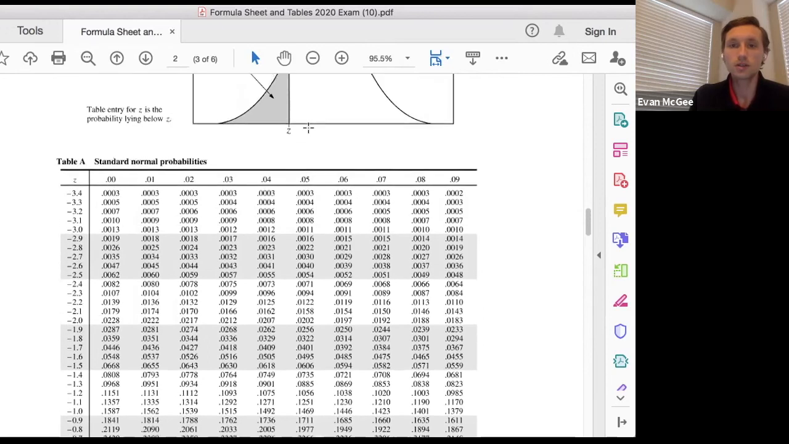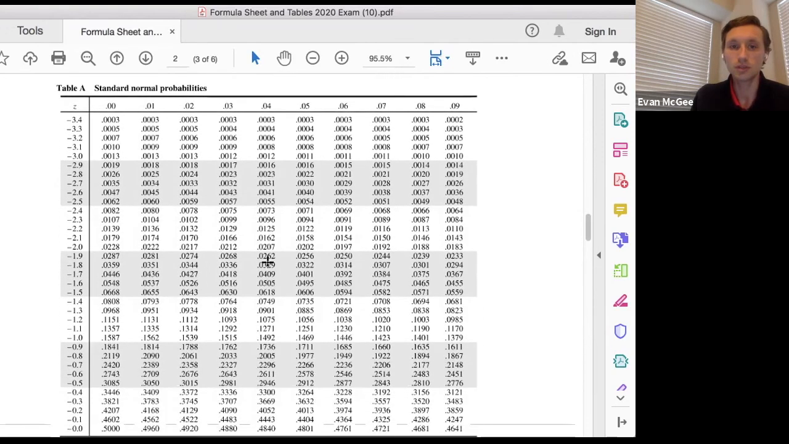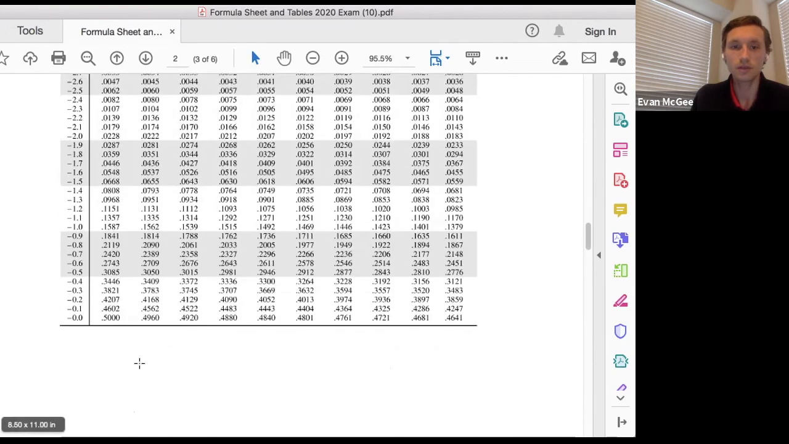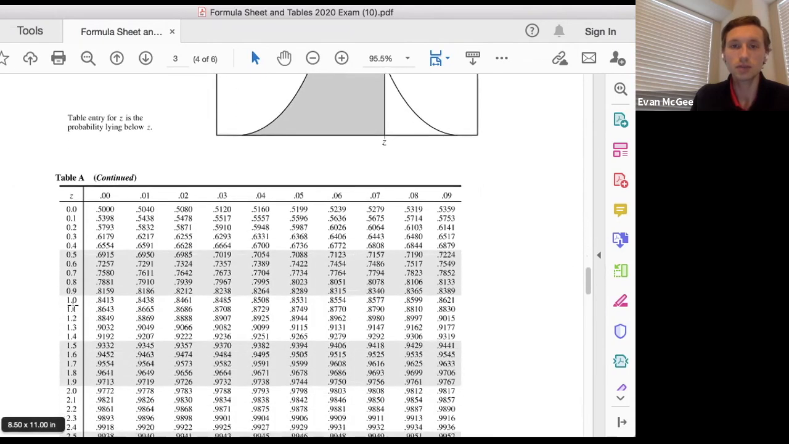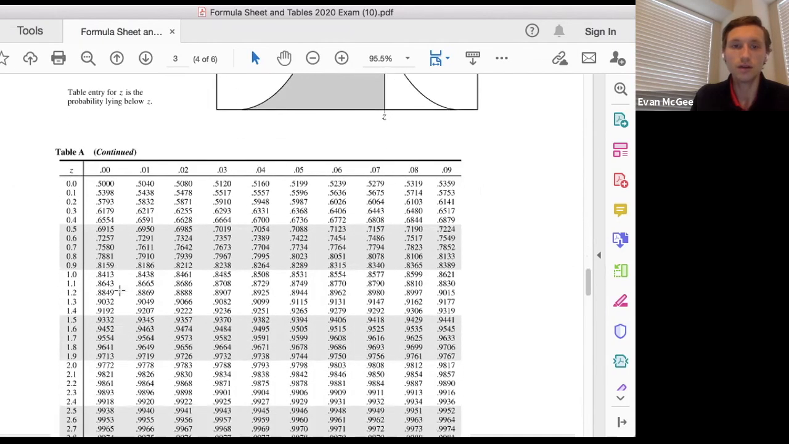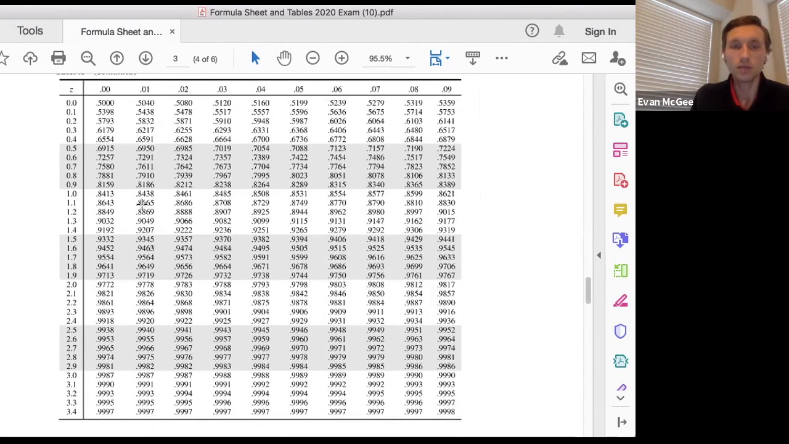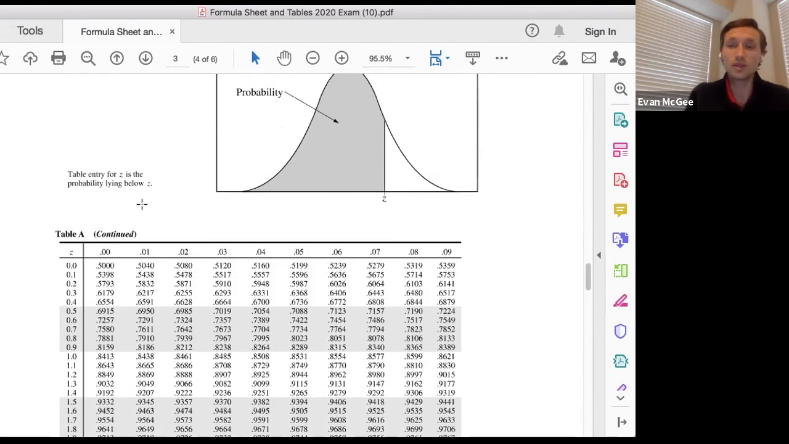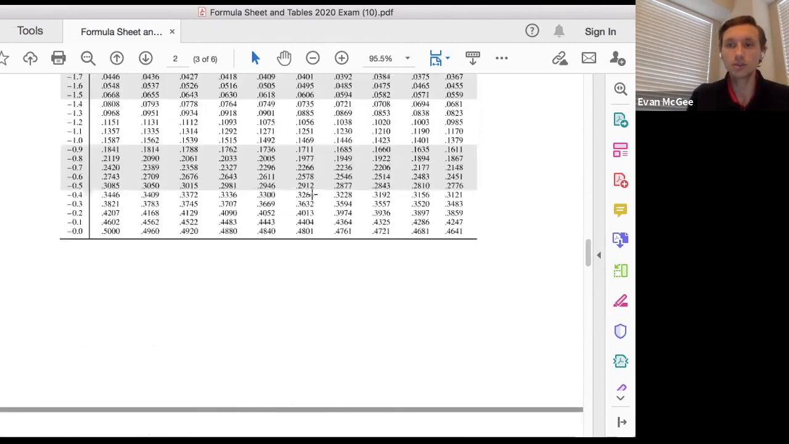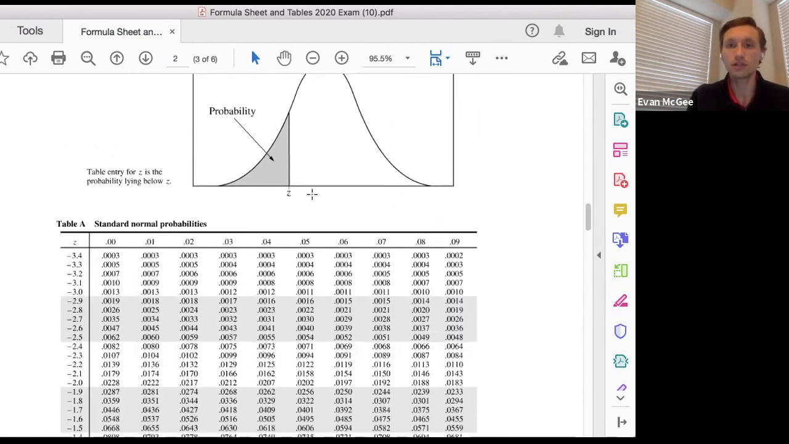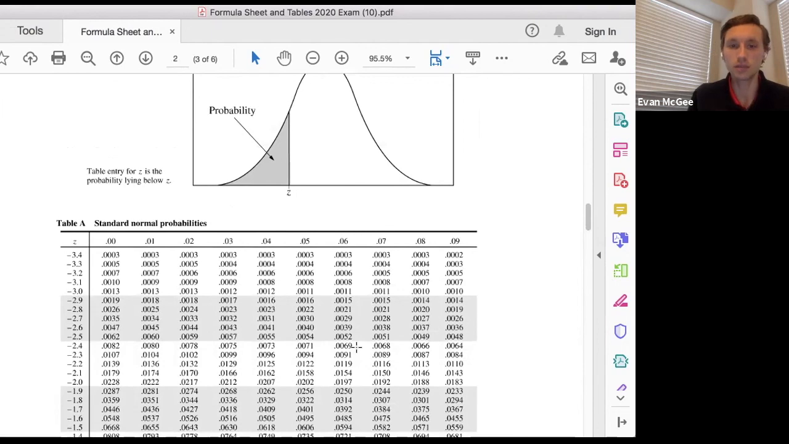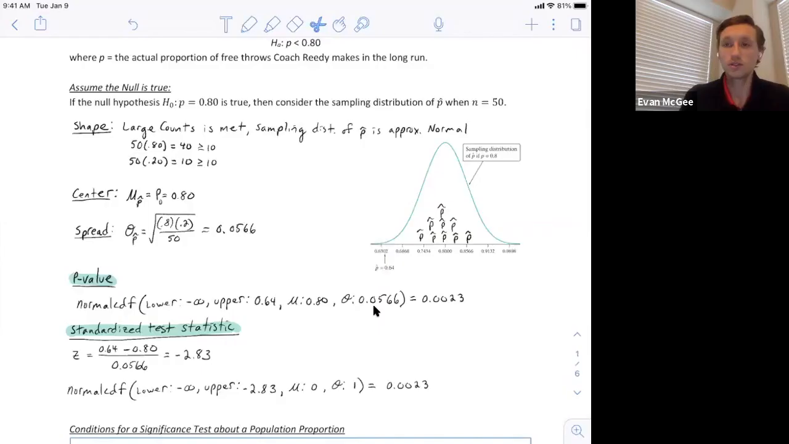So these are all the negative z-scores on this part of the table. You can see they're all negative here. And if you scroll on to the next page, it gives you the probability to the left of all of the positive z-scores. You will never need to use this. You can always just use normal CDF in the calculator. Just wanted to make sure I had it in here as a refresher. If they reference table A, this is the table of values they're talking about. So these are the last values that you need in order to run a test.